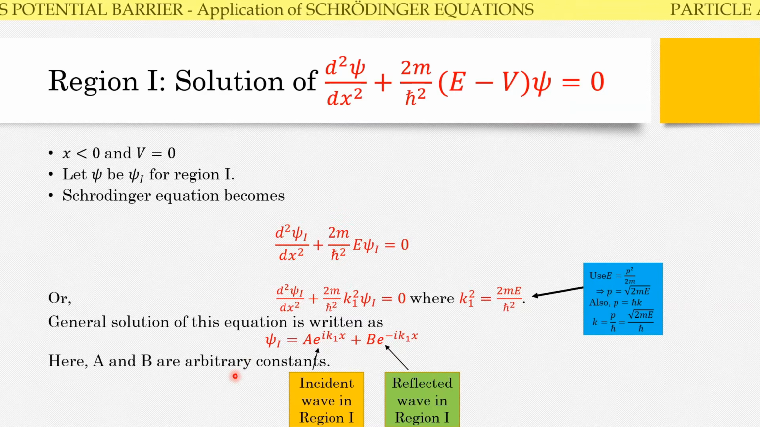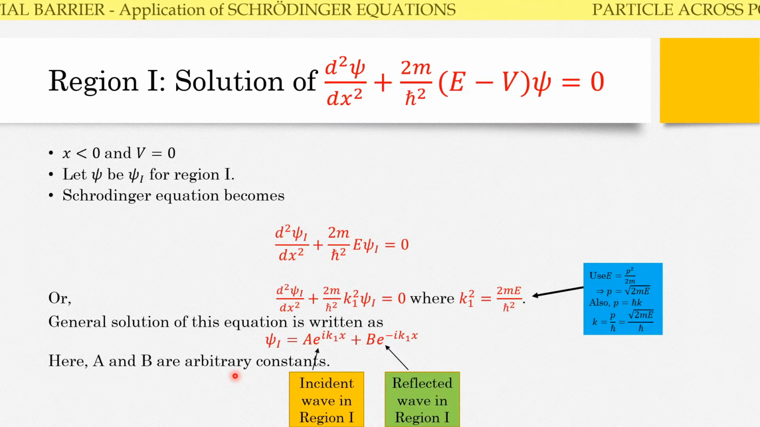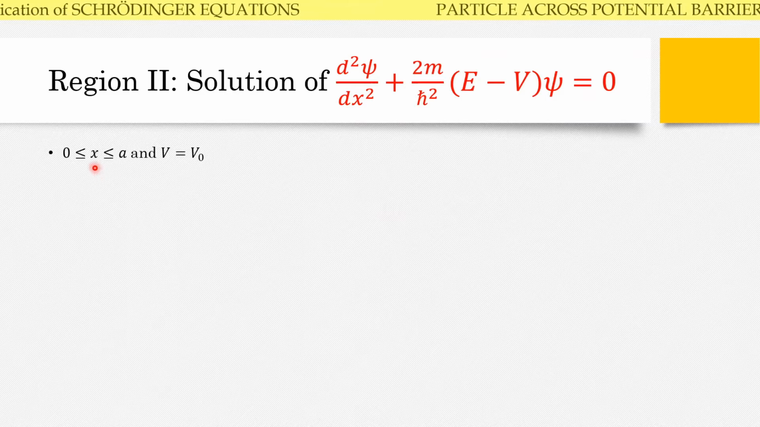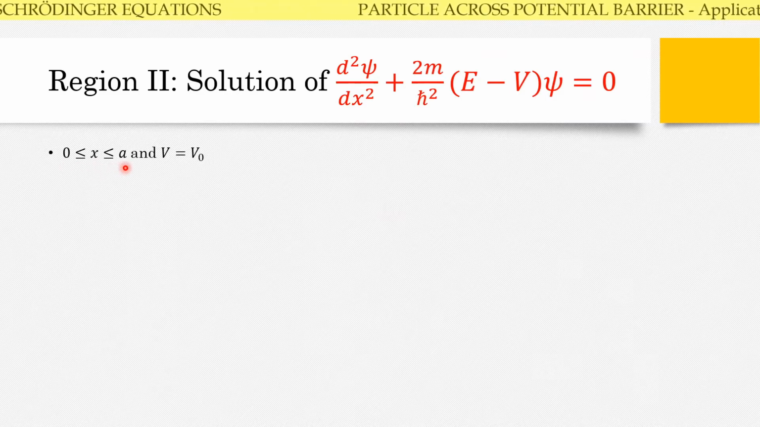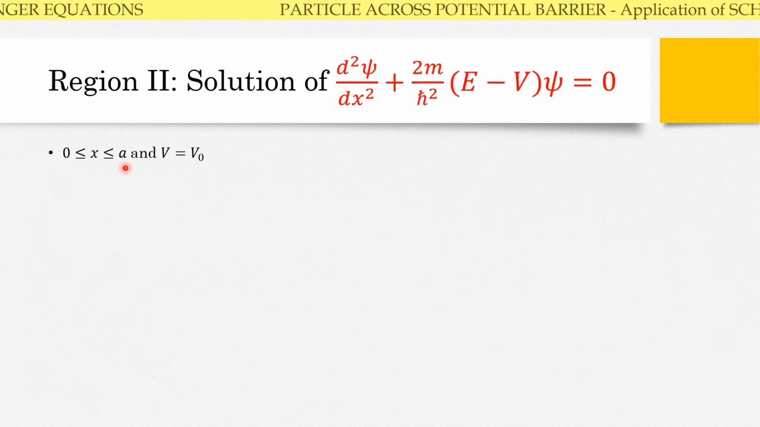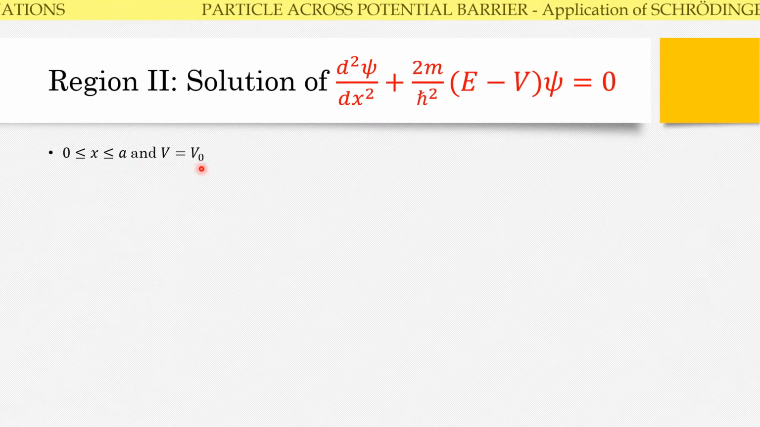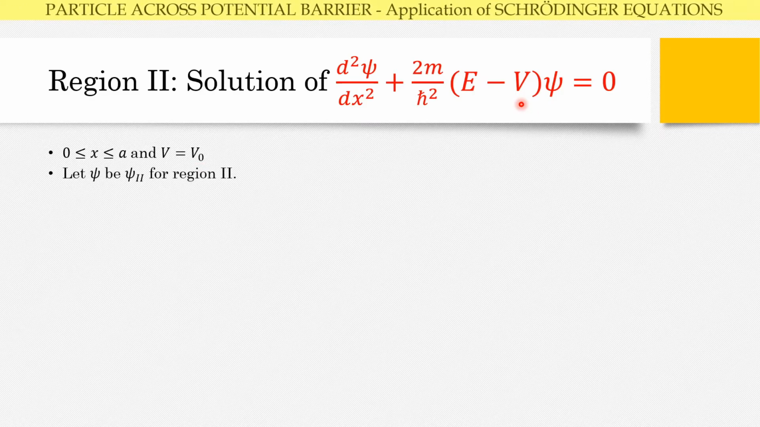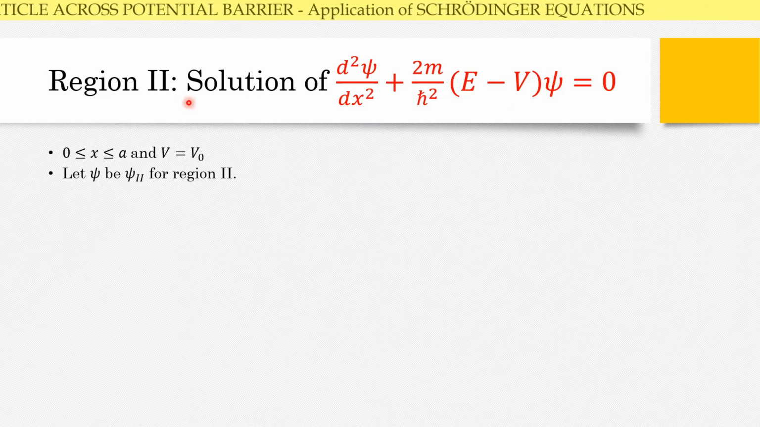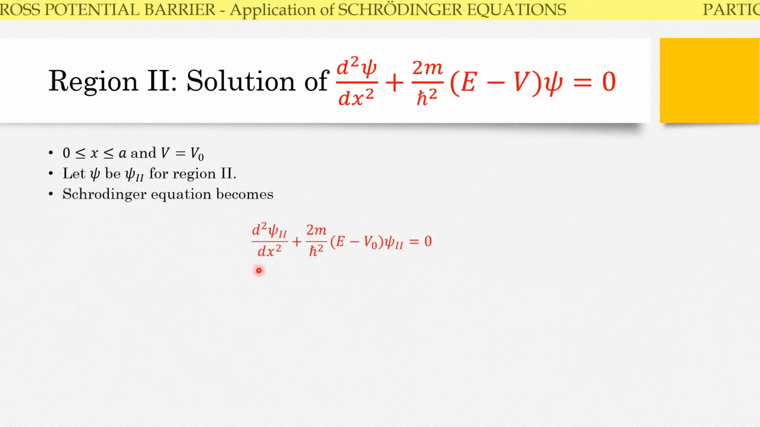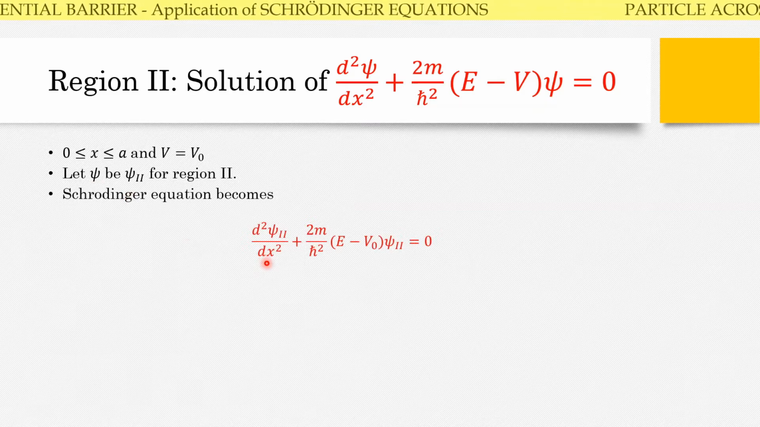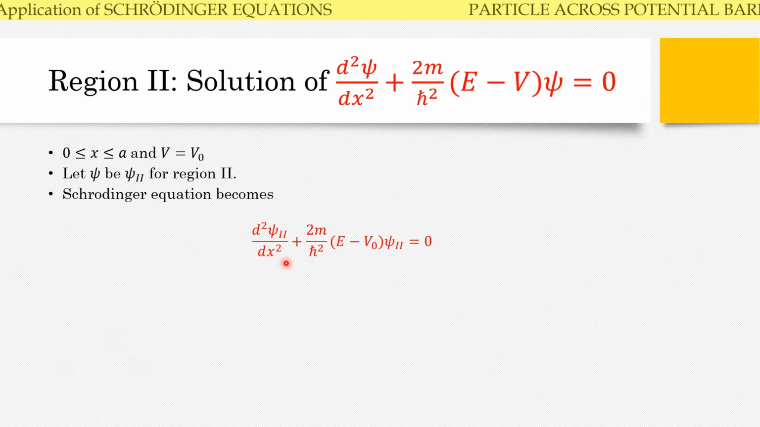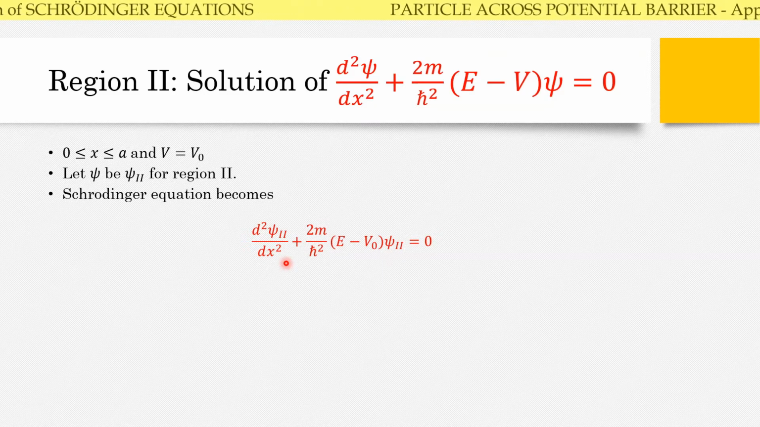So next we should calculate the solution of Schrodinger equation in the region 2. For the region 2, x lies between 0 and a, which are the limits of the potential barrier, and here the potential is the potential height V0. So replace in this equation the value of potential, and the wave function also becomes psi 2. Write the Schrodinger wave equation, which becomes d square psi 2 over dx square plus 2m over h cross square into E minus V naught into psi 2 equal to 0.